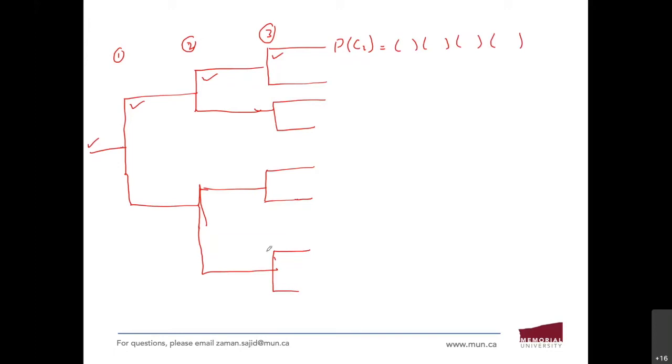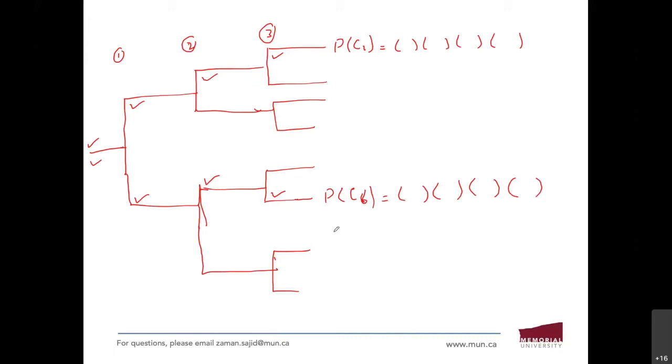And the same is true for anyone, you can take it. So if I want to find out the probability of this, let's say this is my C6, the probability should be this probability multiplied by this probability multiplied by this probability multiplied by the initiating event probability. In this case you have four probabilities which are being multiplied.